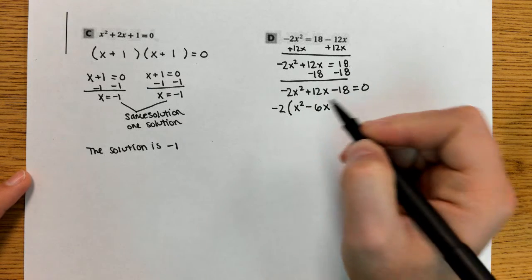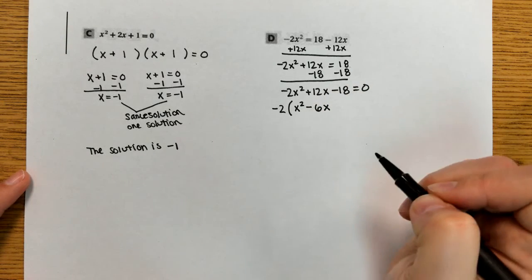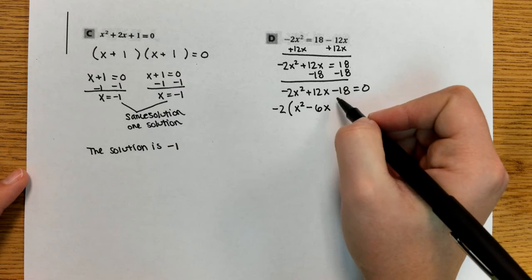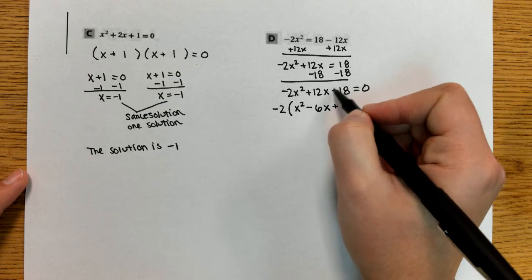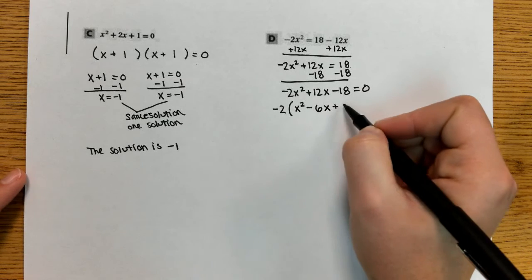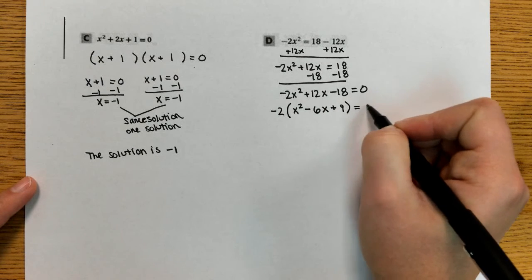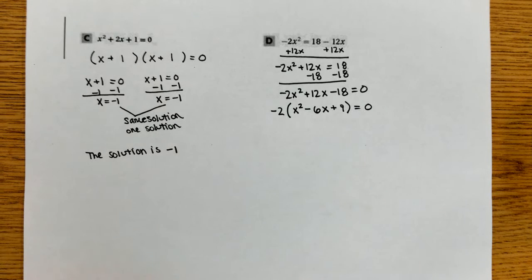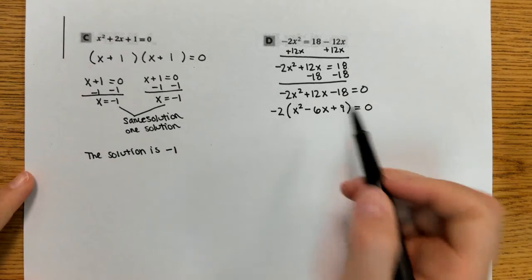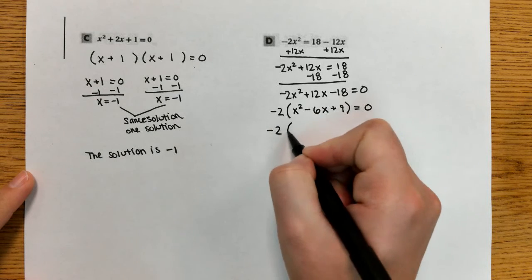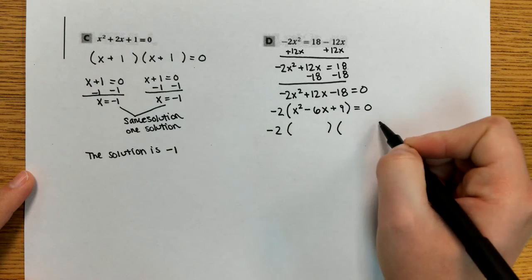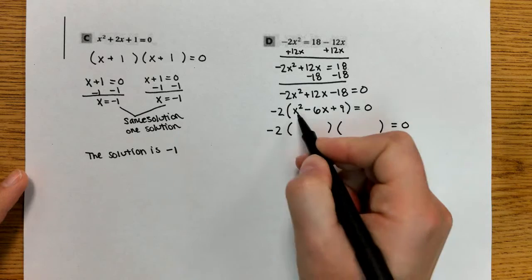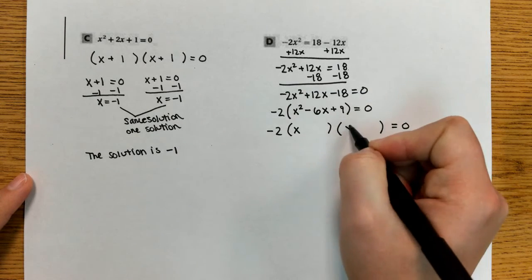And then x. And then negative 2 times what gives me negative 18? A negative times a positive this time will give me that negative. And then 2 times 9 gives me that 18. So we have negative 2 times the quantity x squared minus 6x plus 9. And this equals 0. So now I'm going to factor what's in here. So I'm still going to have this negative 2. I'm going to set up my two sets of parentheses. And it equals 0. So x squared will break down to x and x.